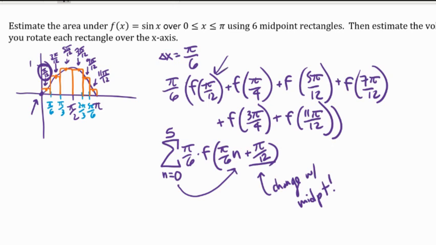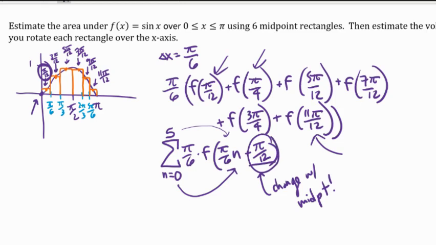If I plug in n equals 1, I would get 2 pi over 12 plus pi over 12. That's 3 pi over 12. If I plug in n equals 5, 5 pi over 6 is 10 pi over 12. 10 pi over 12 plus pi over 12 is 11 pi over 12. So it checks out. So with midpoint rectangles, if you're using sigma, it's going to be just like left endpoint rectangles, but you need to change this starting point.